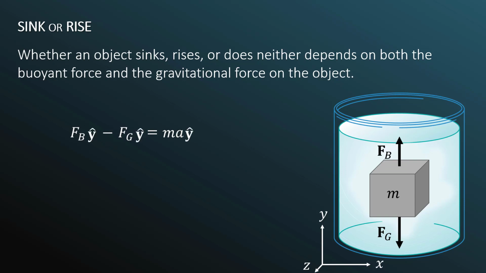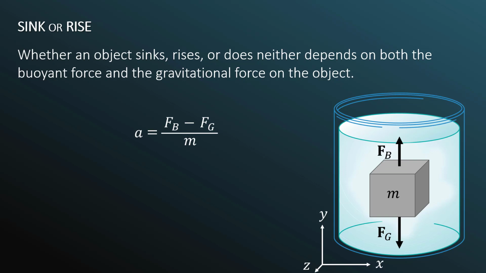We see that the buoyant force is positive, it's pointed upward. The gravitational force is downward, so it's negative. We can remove the unit vector because it's common in all the terms, and we can solve for the acceleration. Why? Because acceleration tells us how the state of motion of an object will change. So it will tell us whether something's sinking, rising, or not doing either, assuming that it begins at rest.